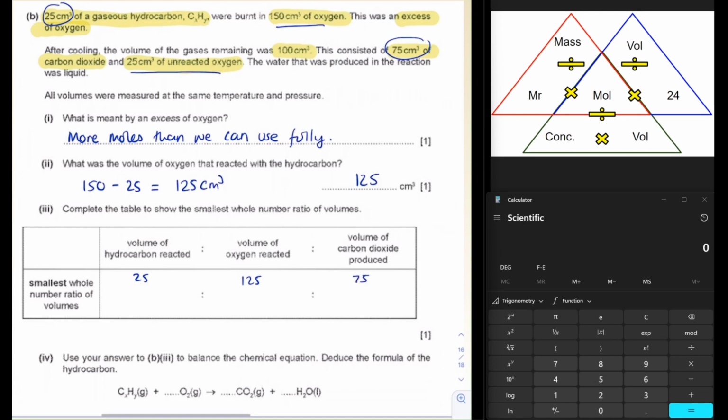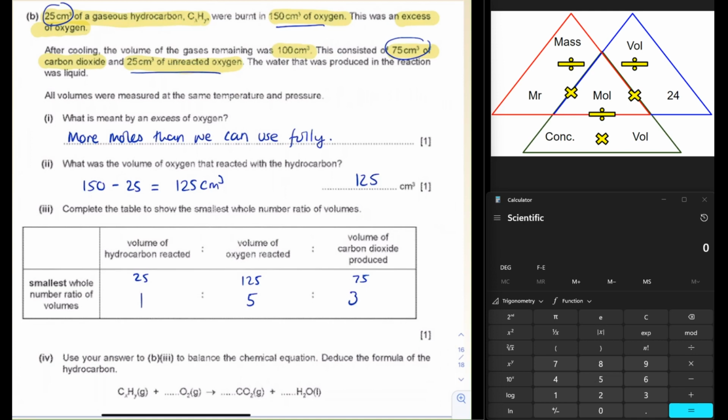So now what we need to do is work out the ratios. So if we say that this is 1, if 25 is worth 1, then 25 times 5 is 125. So this will be a ratio of 5. We've got 5 times more oxygen than we have got the hydrocarbon. And for the carbon dioxide, we've got 25 times 3 gives you 75. So the ratio is 1 to 5 to 3.